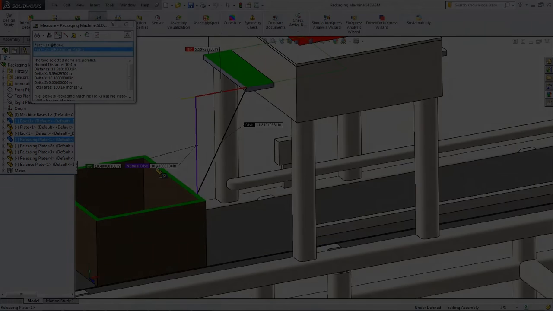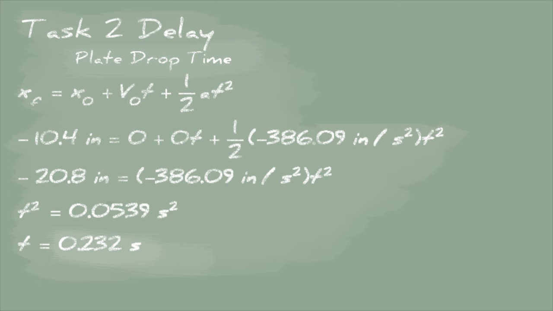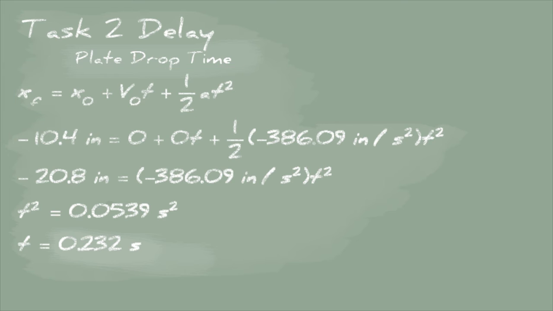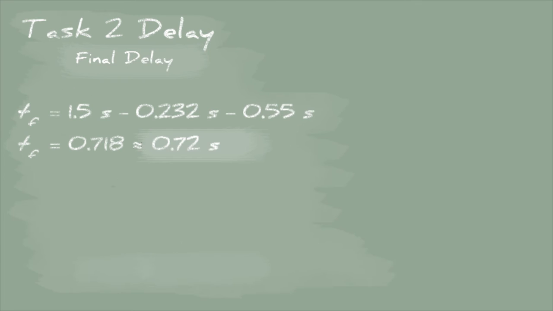The plate is falling only under the force of gravity, so the equation of motion shown can be used in order to determine the time it takes the plate to fall. The plate has no initial velocity, as it is resting on the releasing plates. The value of t can be solved for, which results in a time of 0.232 seconds for the plate to fall. The final delay can be calculated by subtracting the time it takes for the plate to fall and the duration of the step from the time it takes the box to travel the 6 inches. This results in a delay of 0.72 seconds.